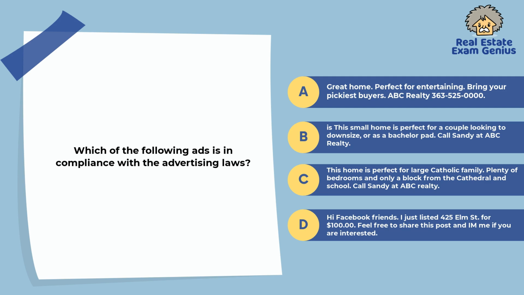Great home, perfect for entertaining. Bring your pickiest buyers. ABC Realty, 363-525-0000. This small home is perfect for a couple looking to downsize or as a bachelor pad. Call Sandy at ABC Realty. This home is perfect for a large Catholic family. Plenty of bedrooms and only a block from the cathedral and school. Call Sandy at ABC Realty. Hi Facebook friends, I just listed 425 Elm Street for $100. Feel free to share this post and IM me if you are interested.